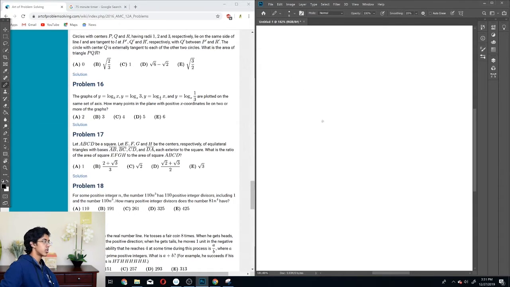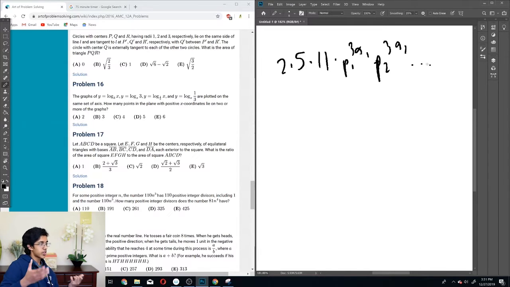Okay. So basically you have 2 times 5 times 11 as your prime factorization times P1 to the 3 alpha 1, P2 to the 3 alpha 2. So this P1, alpha 1 stuff is the prime factorization of n, and cubed makes it 3 alpha 1. Okay? And then this has 110. So we basically have 2 times 2 times 2.